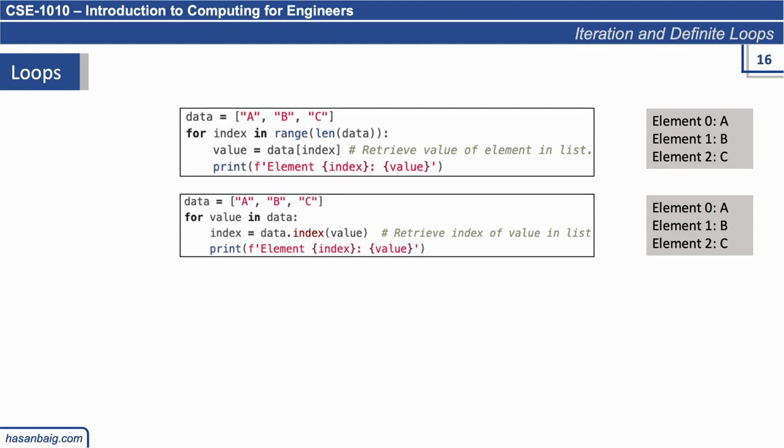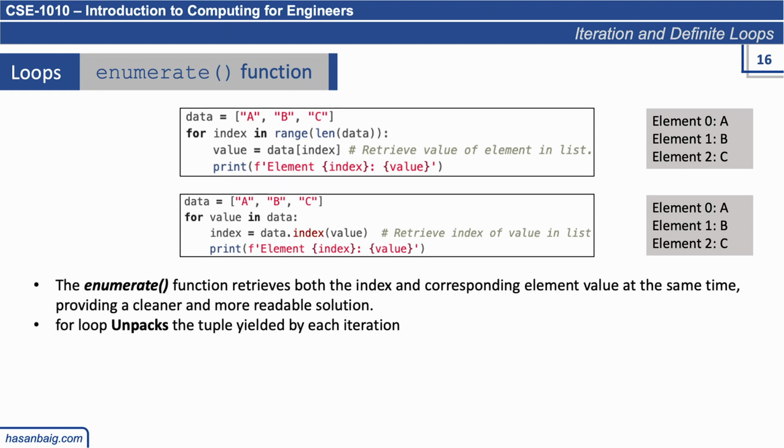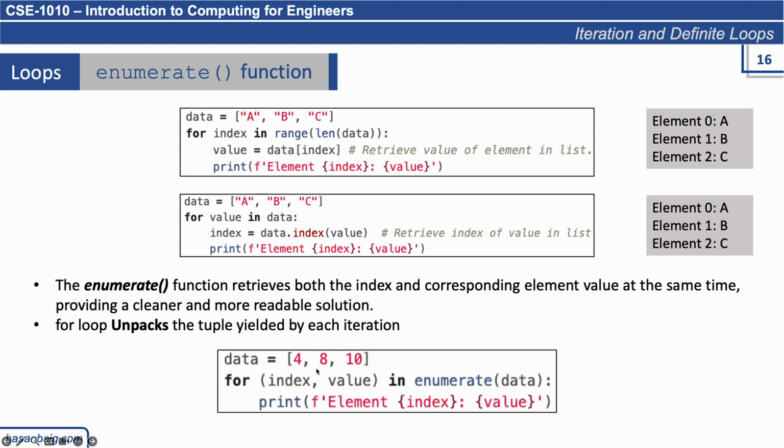So there is another, easier way in Python, which we call the enumerate function. If we use the enumerate function, it returns not only the value but also the index. It returns these two values, the index and its associated value, in the form of a tuple. Okay, so it retrieves both the index and the corresponding element value at the same time, and again it's a clear and readable solution. The for loop unpacks the tuple yielded by each iteration.